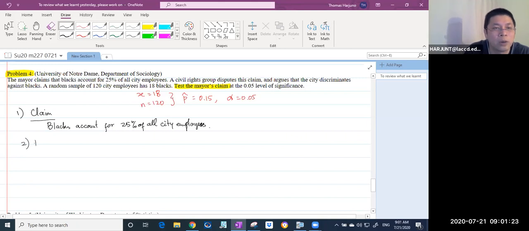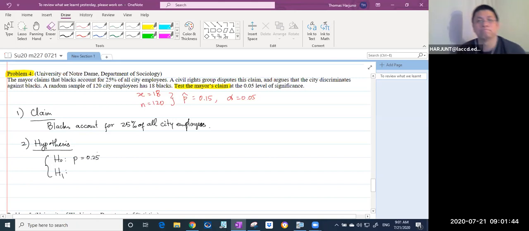Step two, hypothesis. So you know we are actually shifting to 10.2 here. The null hypothesis, the alternate hypothesis. The null hypothesis is the claim that P, the proportion, is 25%. Now, why do I emphasize this? Test the mayor's claim. The mayor's claim is 25% now. So if that mayor's claim is incorrect, then the P is not equal to 0.25.